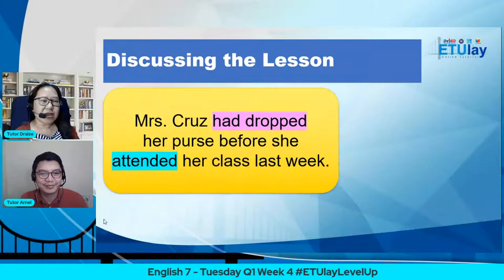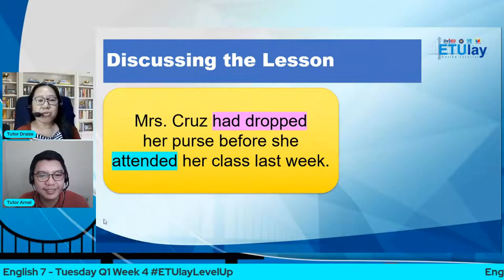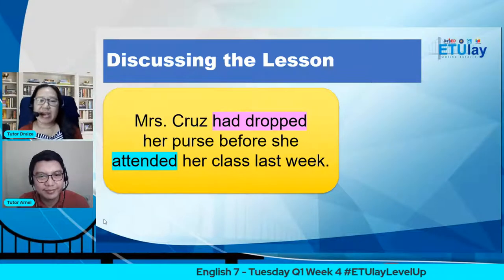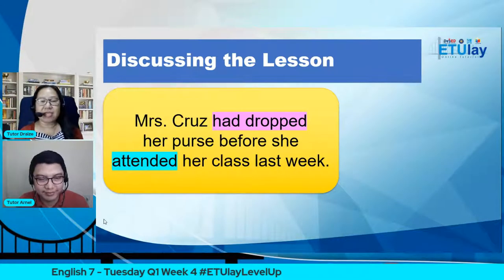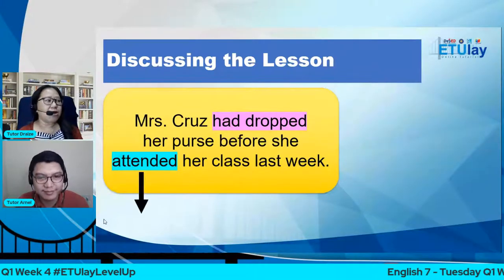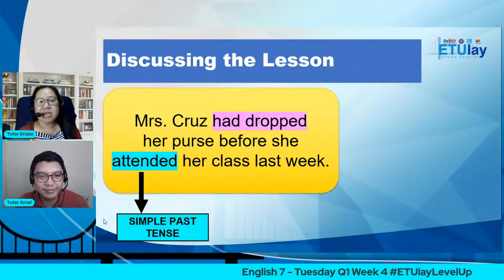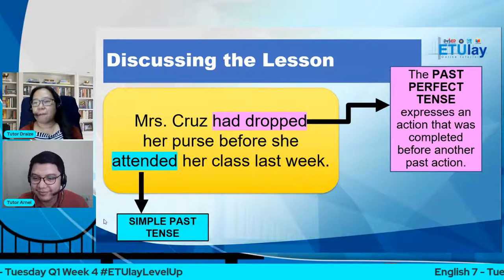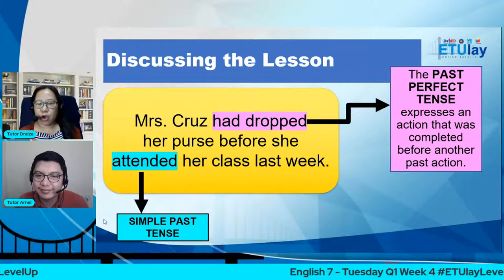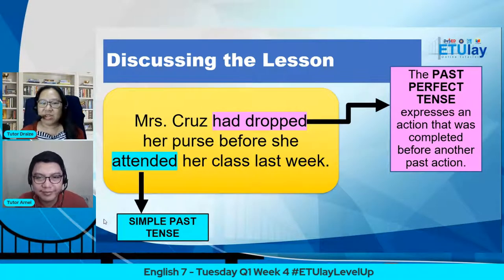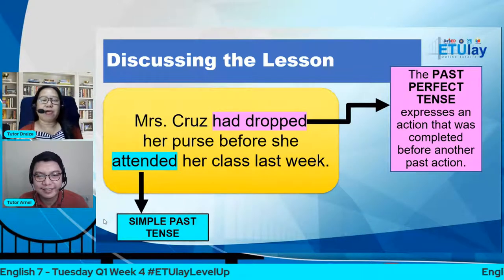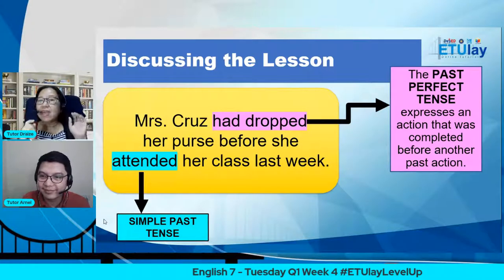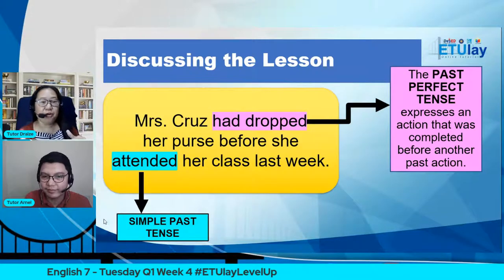Now let's proceed with another example. This time it says, Mrs. Cruz had dropped her purse before she attended her class last week. This time we have two again, had dropped and attended. Both these words are verbs. First, attended is in the simple past tense. And had dropped is what we call the past perfect tense. It expresses an action that was completed before another past action. So don't forget that when we speak of a simple past, it's just one action. But when it's the past perfect tense, we're dealing with an action that was completed before another past action.